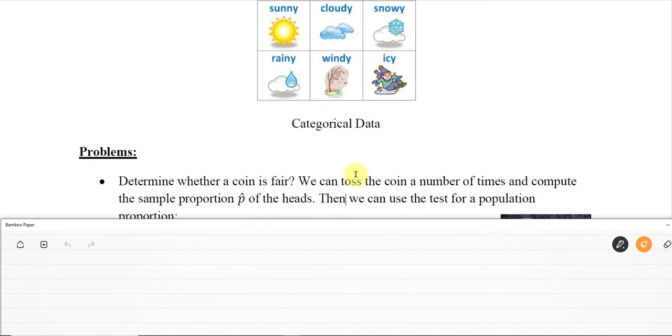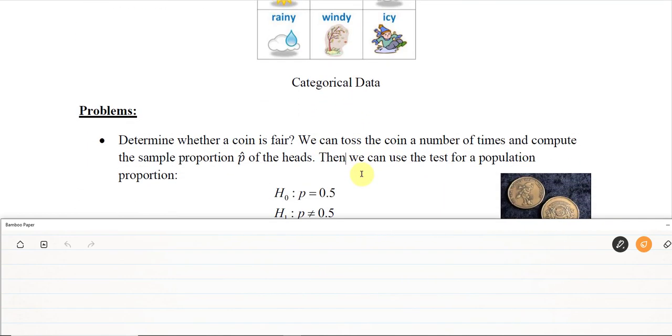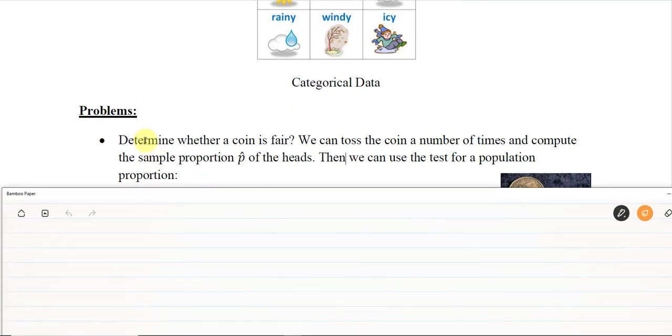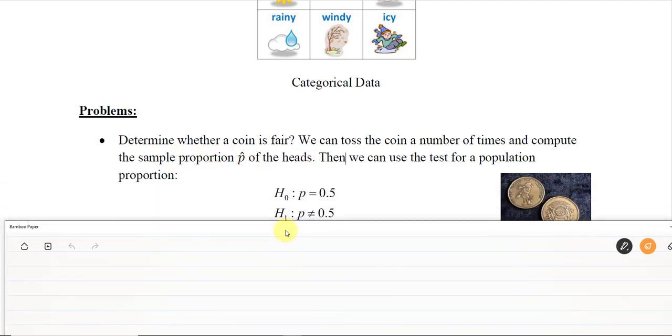Now let's consider the problems we have here. When I want to determine whether a coin is fair, we can do this by tossing the coin a number of times, and then we compute the sample proportion p hat of the heads, and then we can use the test for a population proportion from the last chapter. And if the coin is fair, we expect to get the proportion of the head to be 50% and the proportion of the tail to be 50%.